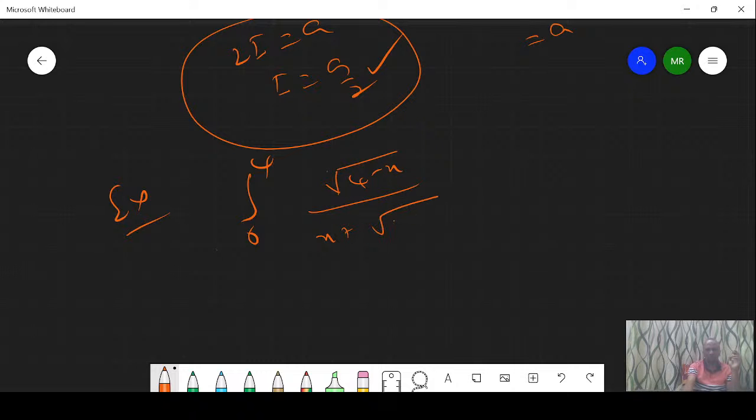Root x plus root of 4 minus x. When they are given like this, you can compare with the previous formula. Root of 4 minus x is given. If you apply the previous formula, you can check that.